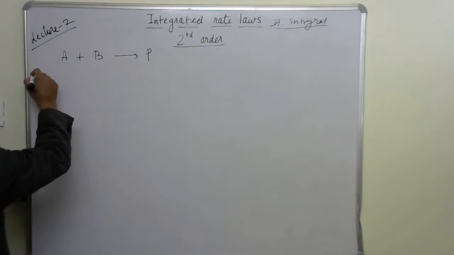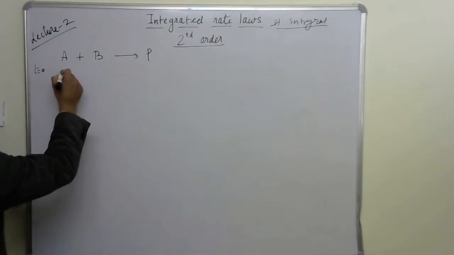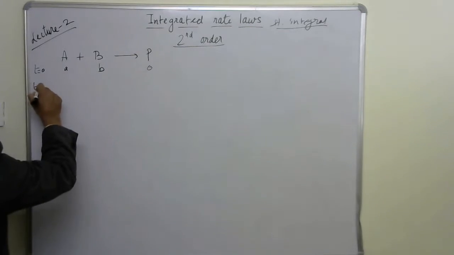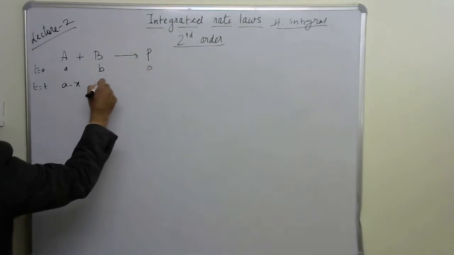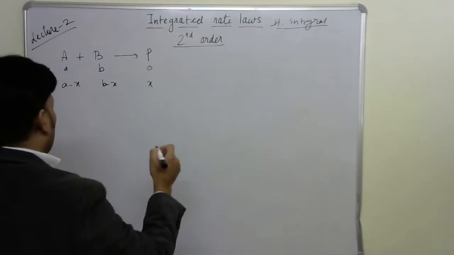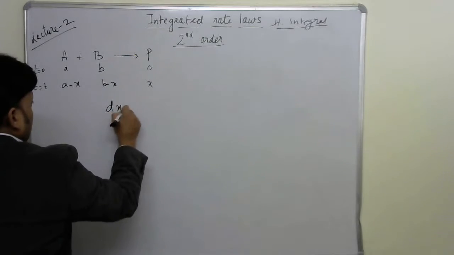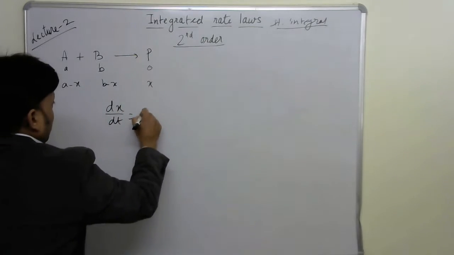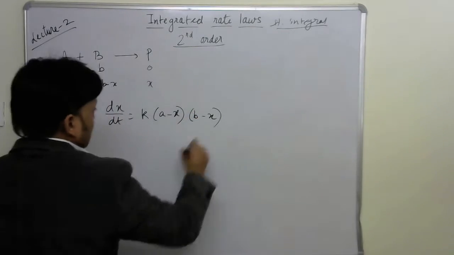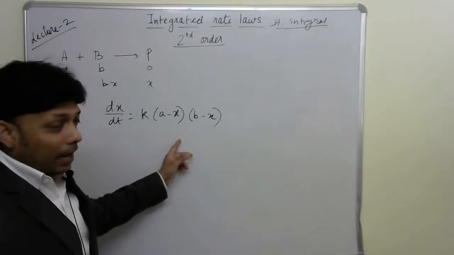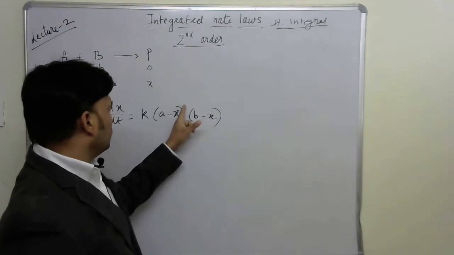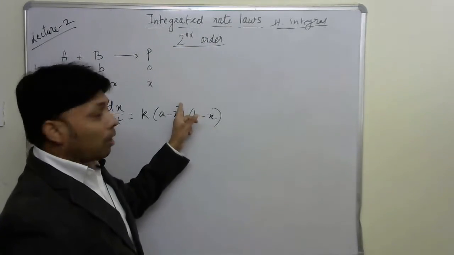The usual practice: at time t equals 0, this is a, this is b, and this was 0, and at time t equals t, we have a minus x, here b minus x, and this is x. Therefore we can write that dx/dt is equal to k multiplied by (a minus x) into (b minus x). So this is a second order reaction, so each of the concentration terms individually would be dependent to the power of 1.